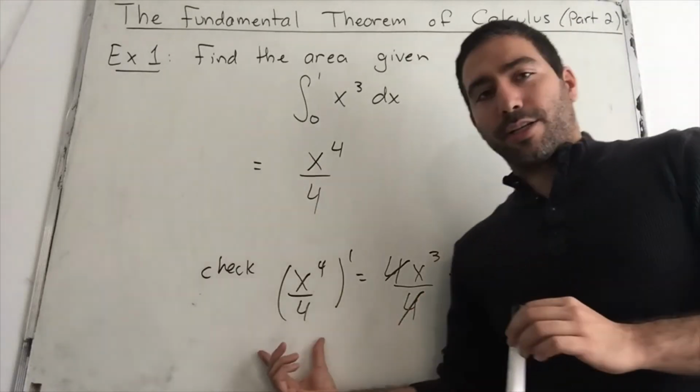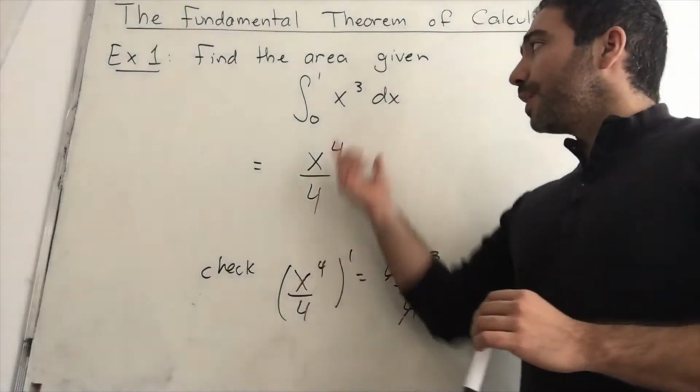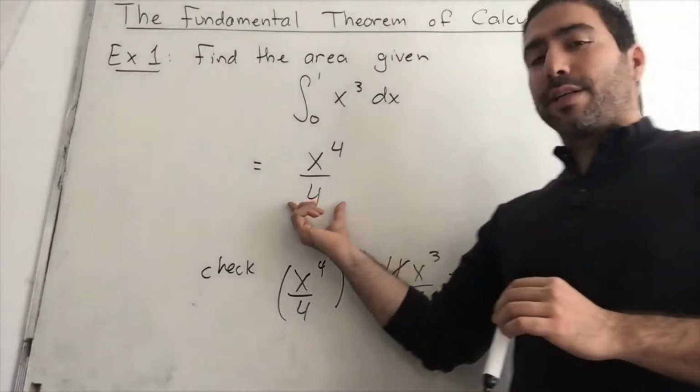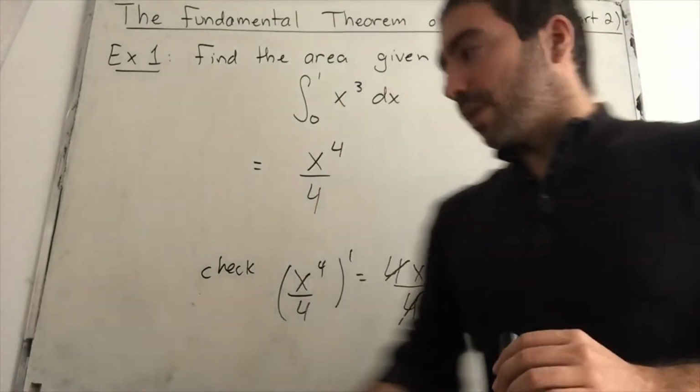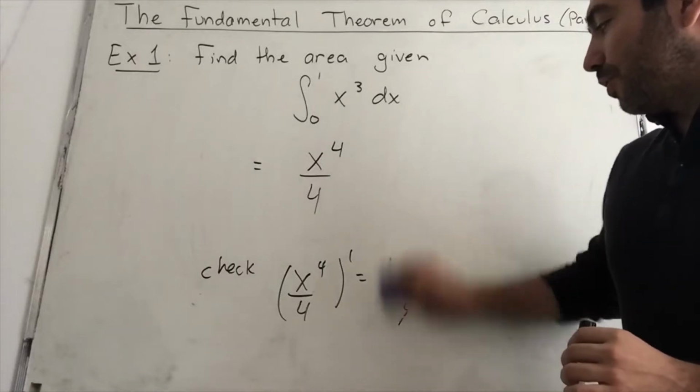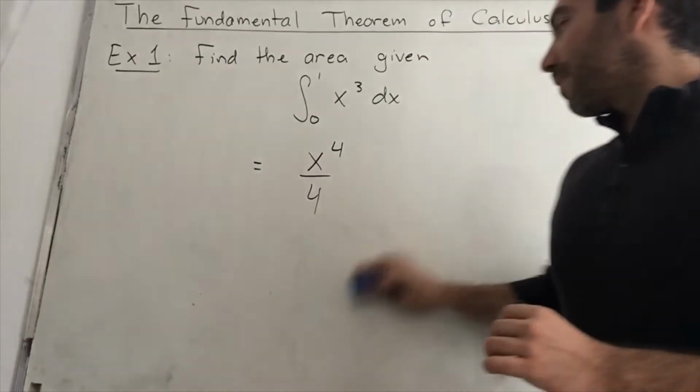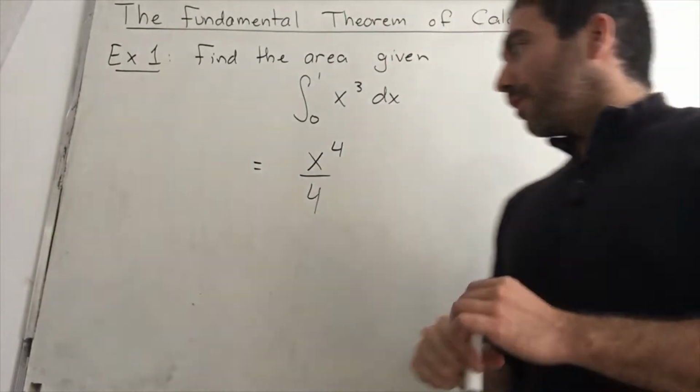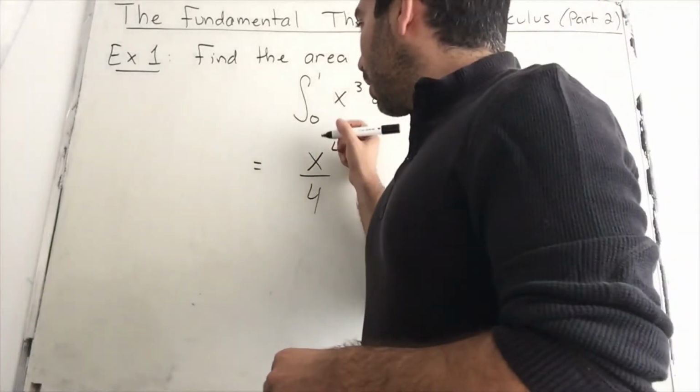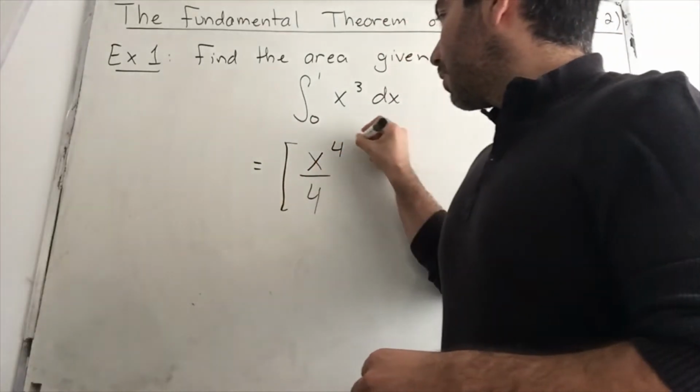So in the beginning, I strongly encourage you guys to check your work just to make sure you do have the correct antiderivative or the correct integral. Okay, so this is work you should do on the side just to make sure it's right. And the notation we use now, there's two different notations you can use. We put a square bracket.